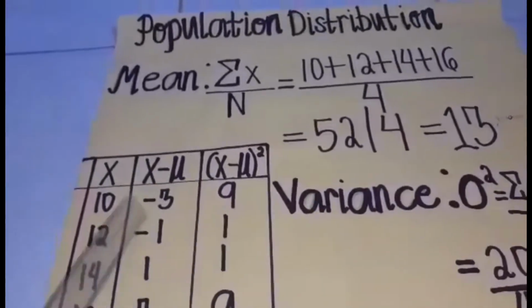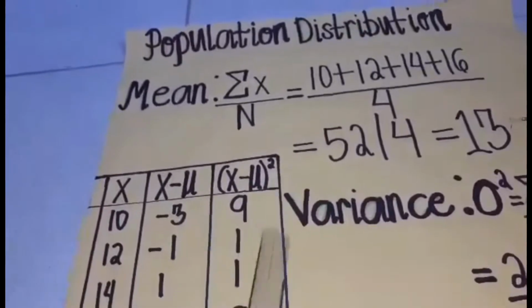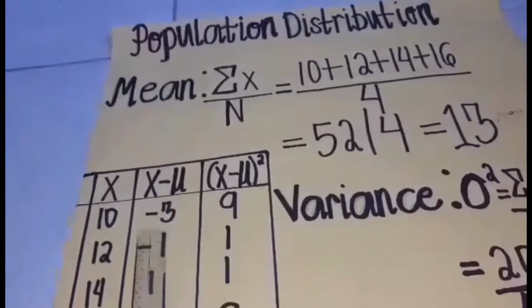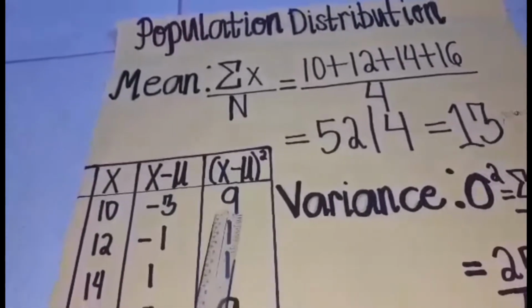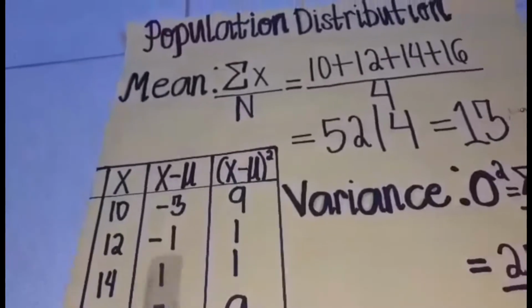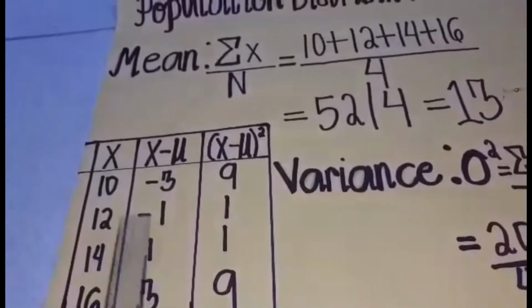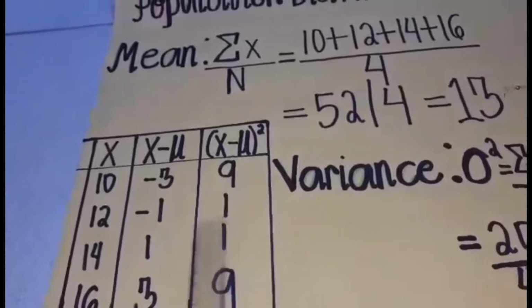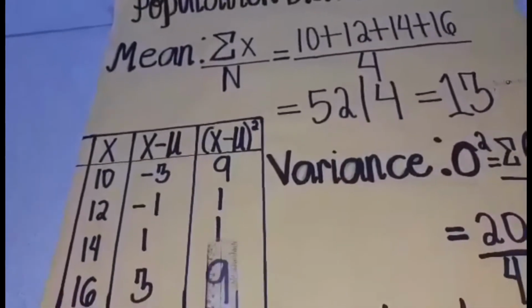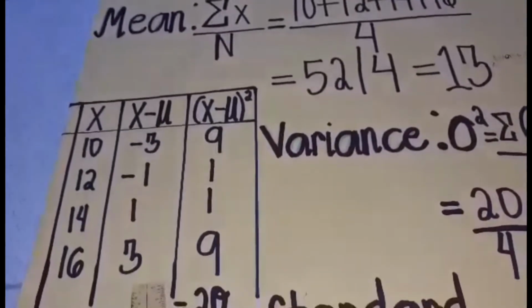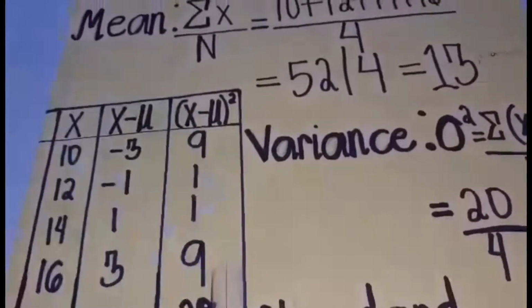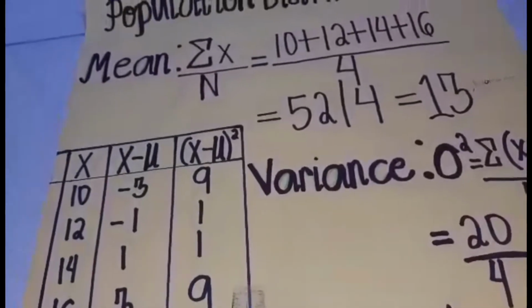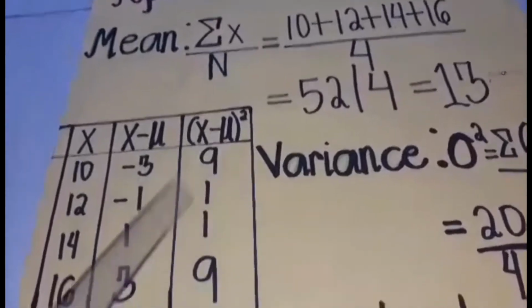You're going to square it. The negative 3 squared is equal to 9 because negative times negative is equal to positive. Same here in the second one, negative 1 times negative 1 is equal to positive 1, and 1 times 1 is equal to 1, and 3 times 3, or 3 squared, is equal to 9. So, ganun lang kadali yun, guys. So, ito na yung sa ating third column.